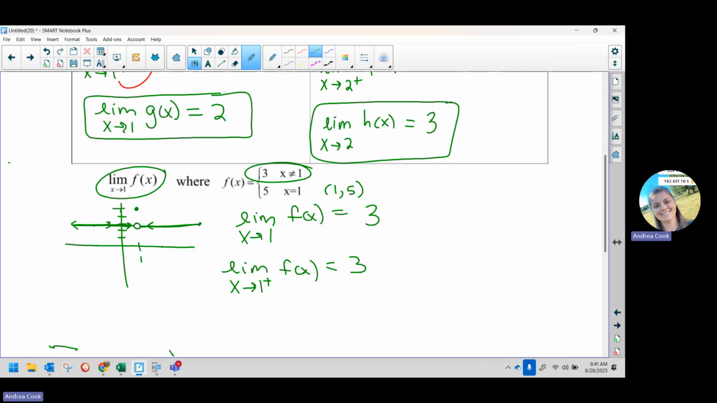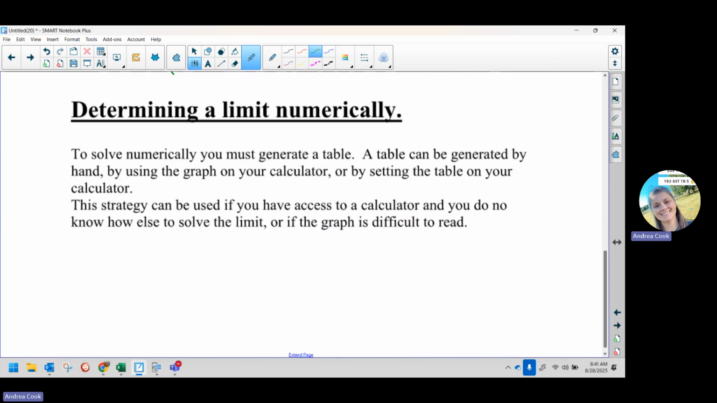All right, next we have determining limits numerically. To solve numerically, you must generate a table. A table can be generated by hand, by using the graph on your calculator, or by setting the table on your calculator. This strategy can be used if you have access to a calculator and you do not know how else to solve the limit, or if a graph is difficult to read.